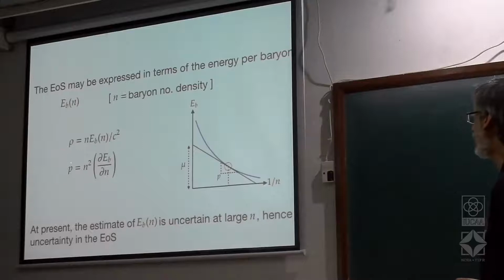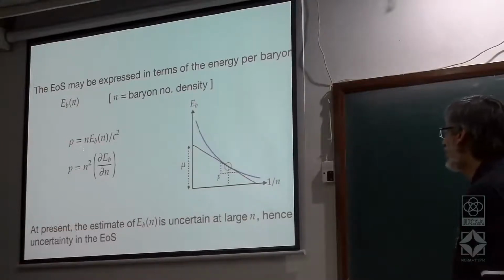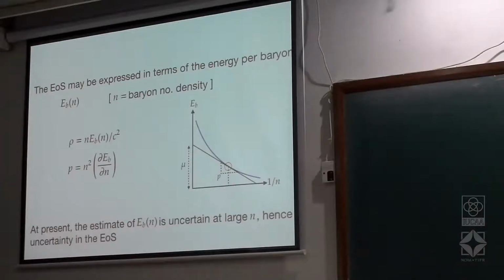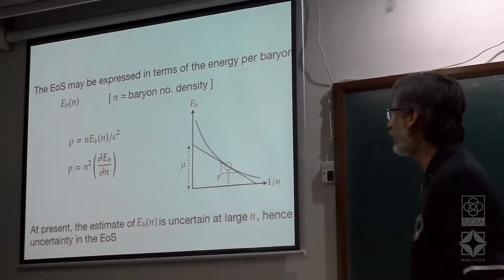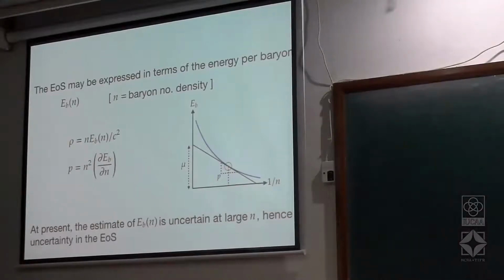Algebraically, this can be written as the pressure is n squared del EB del n, and the mass density that you are used to is number density times energy per baryon. So that gives you the total baryon energy density divided by c squared. That's the mass density. So these two are the quantities that you then need to plug into your structure equation and solve it.